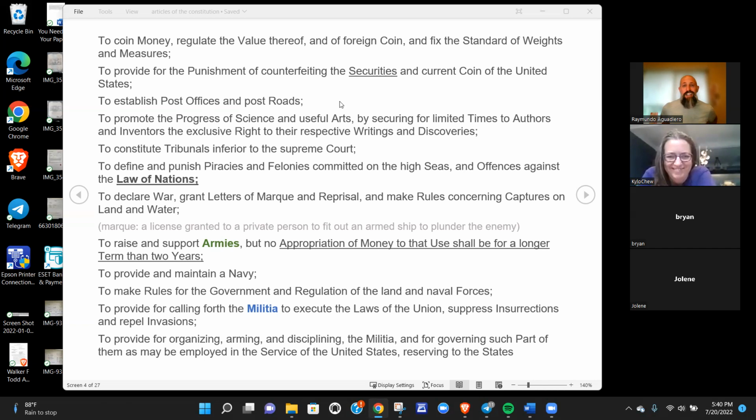Okay, so I think that's a powerful statement. I think it should create a lot of questions for somebody who reads it. Just the idea of talking about what securities and the current coin of the United States. So if I read that, I can say, you know what? There's the securities and the current coin. They're different. They're not the same thing.